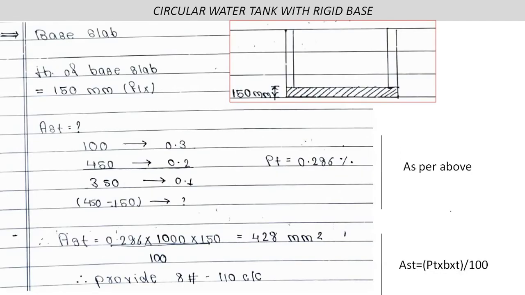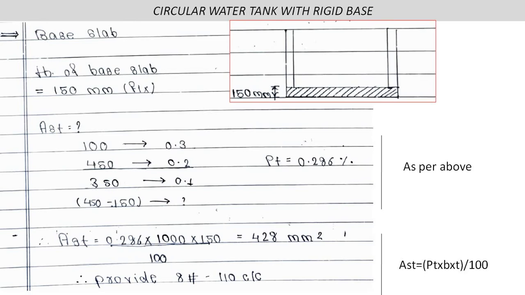For designing the base slab, we have to fix the thickness of base slab. So as per experience, the slab thickness is generally assumed and provided as 150 mm, and this value is fixed for the calculation of a ground based water tank. So for the base slab, we have to find the area of steel.